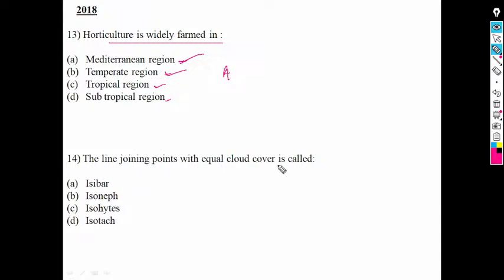Next, the line joining the points with equal cloud cover. 2018 question, equal cloud cover particularly, is called: isobar, isoneph, isohyet and isotac. The line of equal cloud cover is isoneph, B.